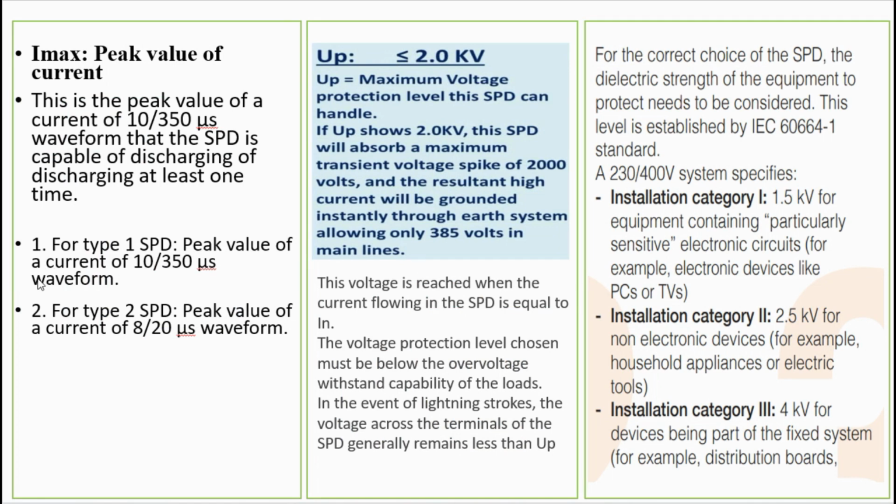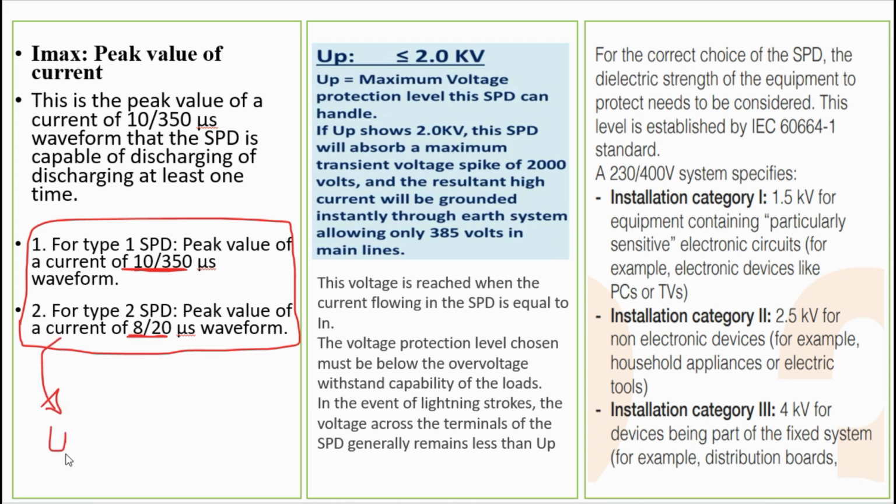As we discussed earlier, there are different waveforms for type 1 and type 2. For type 1 SPD, the maximum waveform is 10/350, and for type 2, the maximum waveform is 8/20. Since we are using type 2, it means a 40 kiloamp amplitude of current with the waveform of 8/20 can be discharged at least one time during its life cycle.